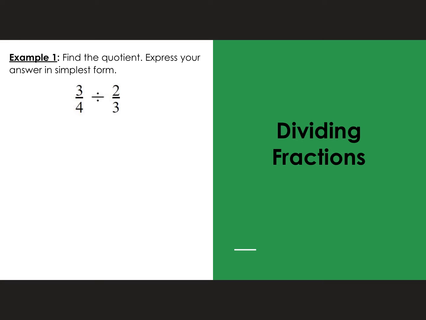So let's try it. So I have 3/4 divided by 2/3. It says find the quotient, which remember is the answer to a division problem. So I'm going to take 3/4 and change the sign to multiplication and take the reciprocal or multiplicative inverse. So I flip 2/3 to 3/2, and then I multiply. So I have 9/8.